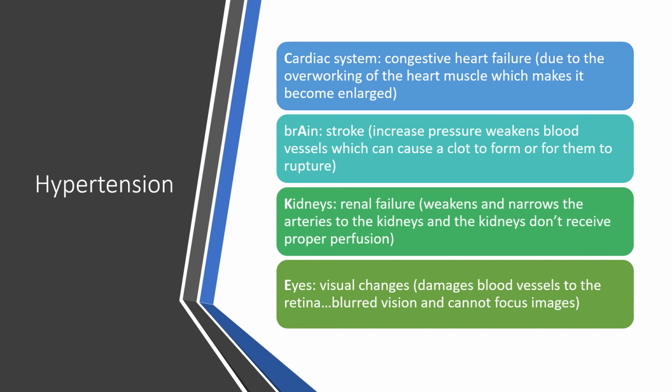Kidneys: renal failure, weakening and narrowing of the arteries to the kidneys. And the kidneys don't receive proper perfusion, no oxygen. Eyes: visual changes, damaged blood vessels to the retina. The patient has blurred vision and cannot focus on an image. Most of the time it's in middle-aged individuals, and they may think it's something to do with aging, but in actuality it's something to do with their high blood pressure.